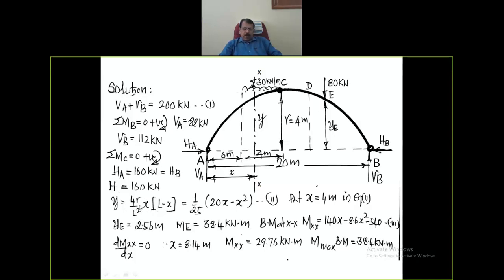Now substituting the value of r and span given in the problem, simplify that, the ordinate y equation becomes 1 by 25 into 20x minus x squared. Call that as equation number 2. Now put x is equal to 4 in equation number 2 to get the ordinate ye at the point E. The value of ye works out to be 2.56 meter.